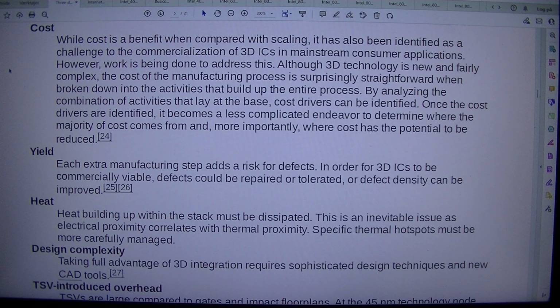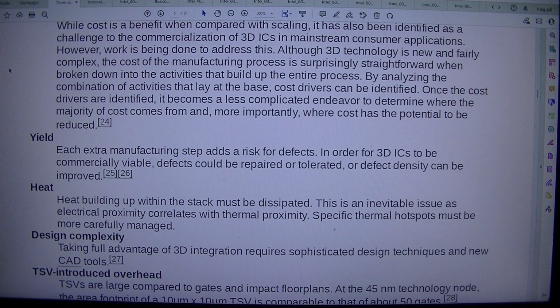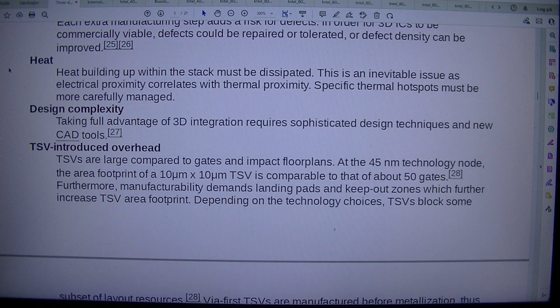Yield. Each extra manufacturing step adds a risk for defects. In order for 3D ICs to be commercially viable, defects could be repaired or tolerated, or defect density can be improved. Heat. Heat building up within the stack must be dissipated. This is an inevitable issue as electrical proximity correlates with thermal proximity. Specific thermal hotspots must be more carefully managed.